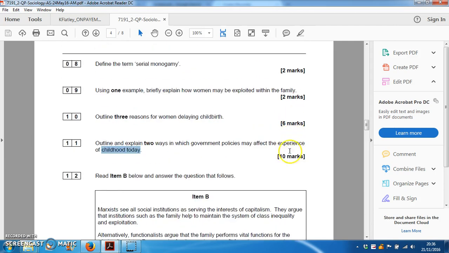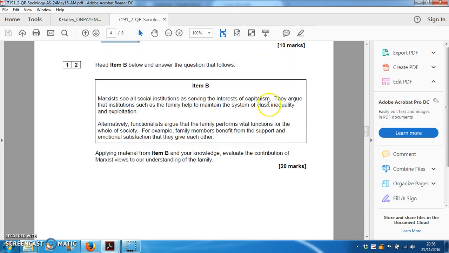So those 4 questions should take you 30 minutes to do. And then this last question you are spending a good 30 minutes on. It will always give you an item. I would recommend that you clearly reference the item at least once in your answer. It will also ask you to apply the material and your knowledge as well. And it's asking you to evaluate. So that should be signalling to you that you don't want to give a one-sided answer.